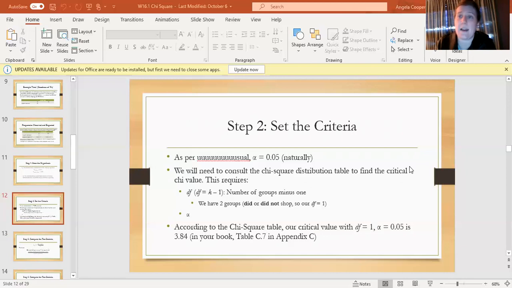So we have 2 groups. Again, this is not 2 categorical variables. This is 2 conditions or groups of our categorical variable. We have the did and did not shop, the yes or no. You can either say yes or no, and 2 minus 1 is 1, so our degrees of freedom is 1. Now looking at the chi-square table, with degrees of freedom of 1 and alpha set at 0.05, I posted this on Canvas so you can consult the chi-square table on your own time. Indeed, our critical value is 3.84.